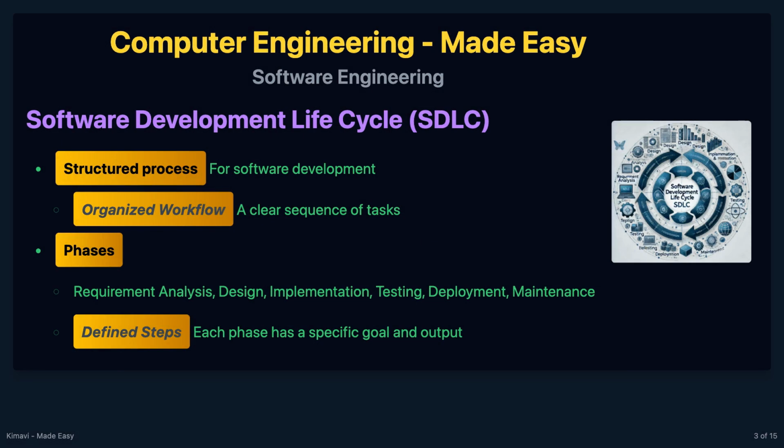The software development lifecycle, or SDLC, is a structured process used for developing software applications. It consists of several phases, each with specific activities and deliverables. The main phases are requirement analysis, design, implementation, testing, deployment, and maintenance.